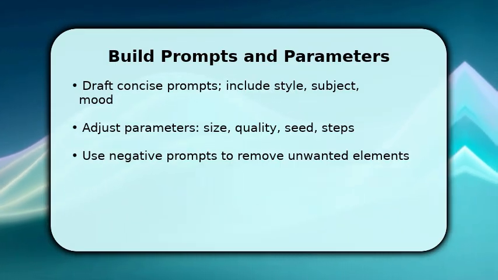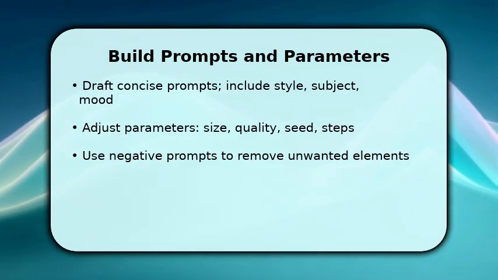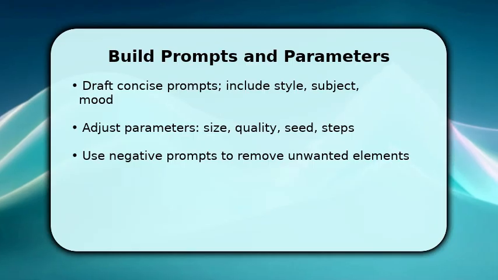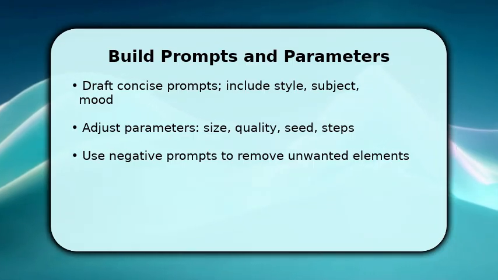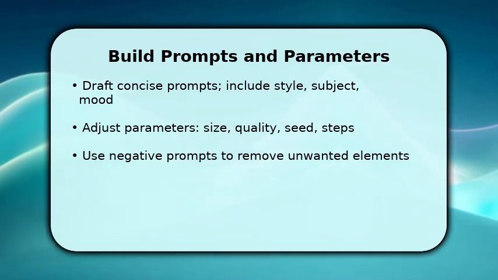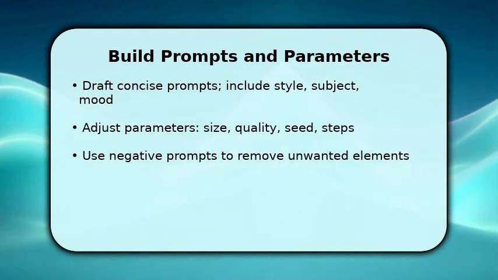Then tweak size, quality, seed, and diffusion steps. Higher steps give detail but cost more. Use negative prompts to exclude artifacts or unwanted objects. Once done, run several iterations with small changes to see how each parameter affects output, because incremental adjustments teach you which settings produce the look you want.